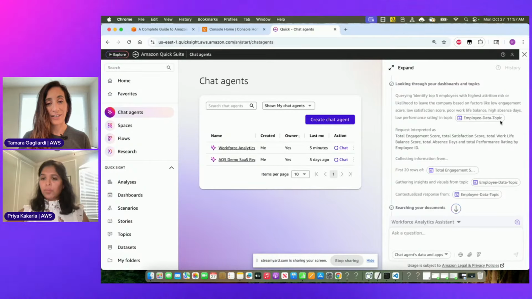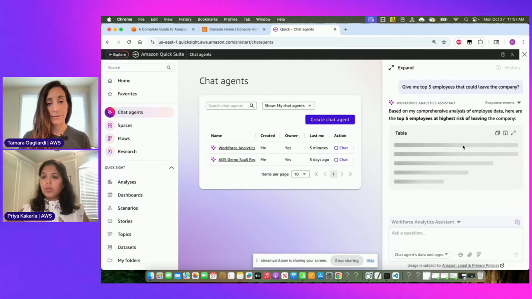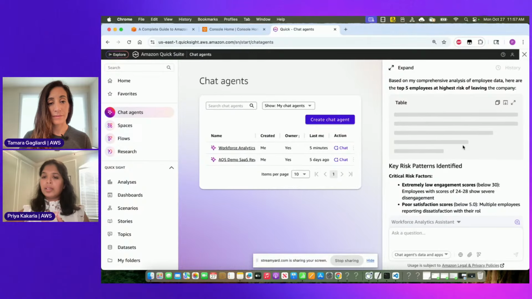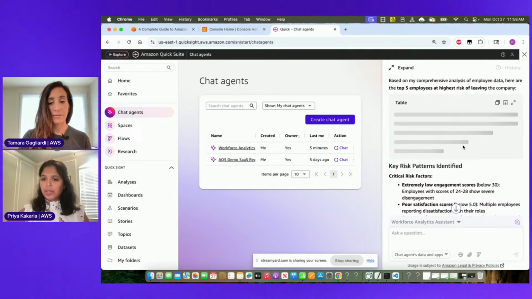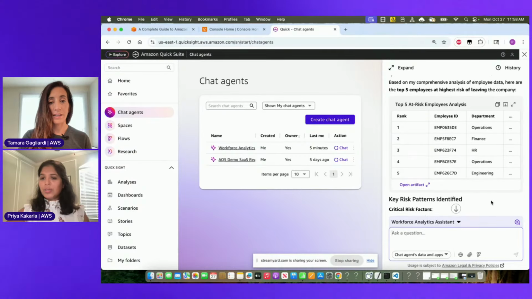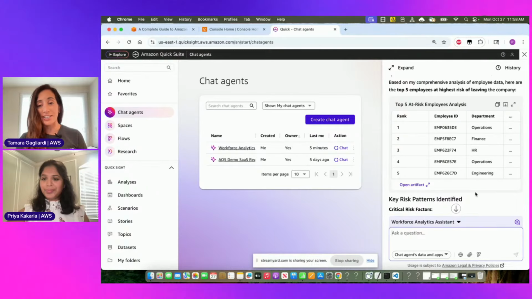So those are the topics, and it's also referencing the dashboards and the PDF document that I have in that space. By comprehensively understanding what assets it has access to, the agent is responding to me. Yeah, awesome. It's also building charts to be able to digest the information.